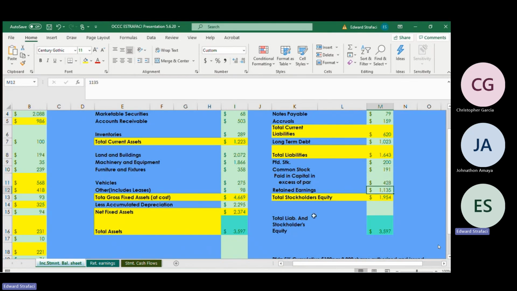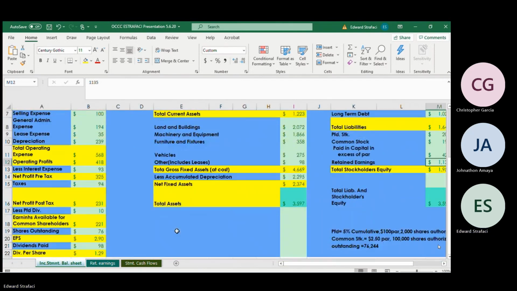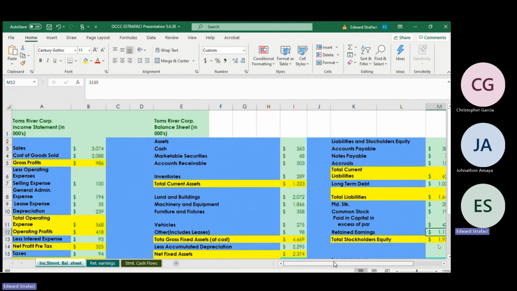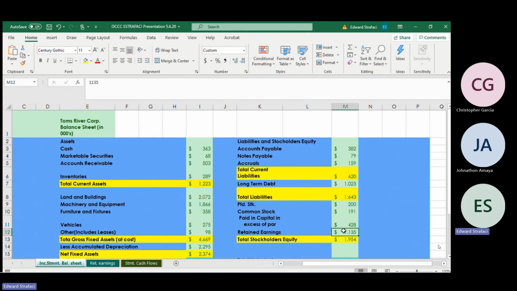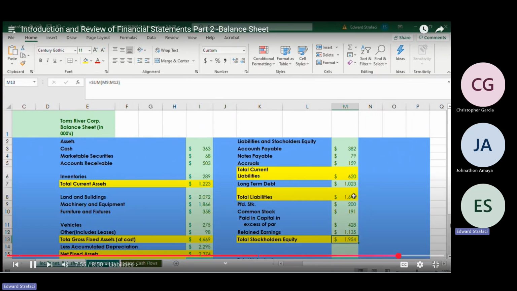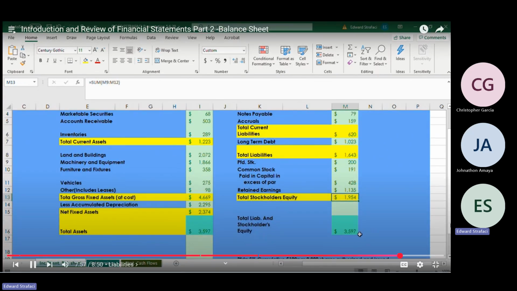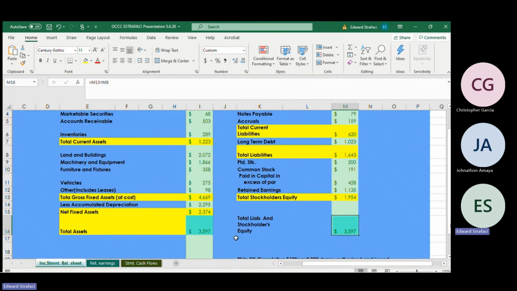And then we have our retained earnings, which are earnings from the previous year, and we're going to go over a retained earnings statement in the next video. So when we add these up, we get total equity. And when we add liabilities and equity up, we get our total liabilities and stockholders' equity. And notice that they both balance. And that's why we call it a balance sheet.